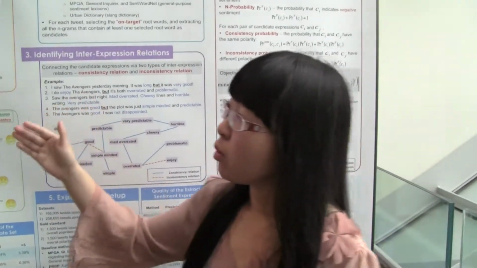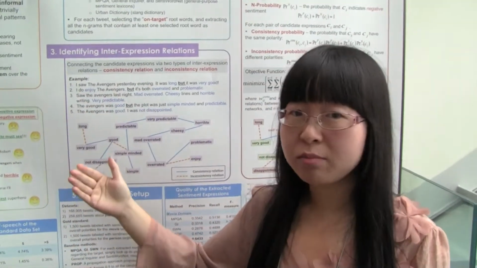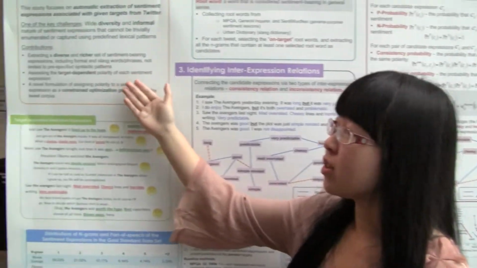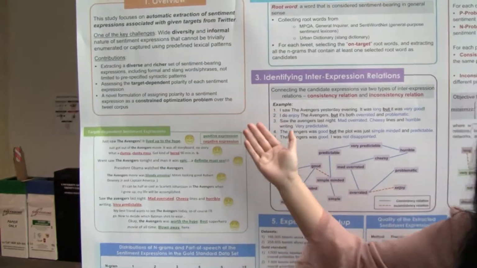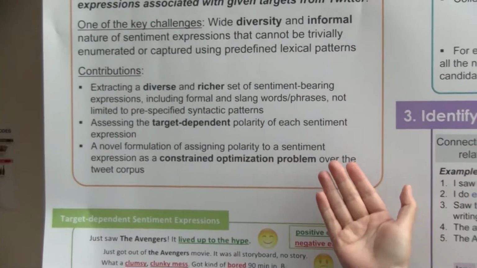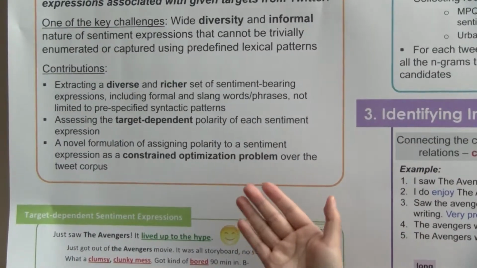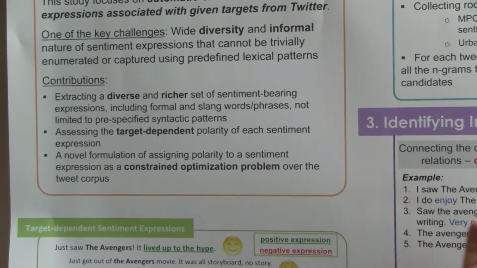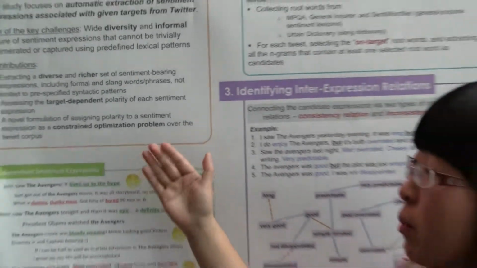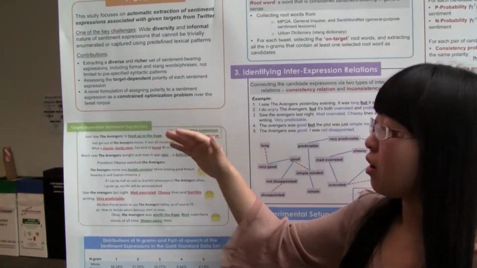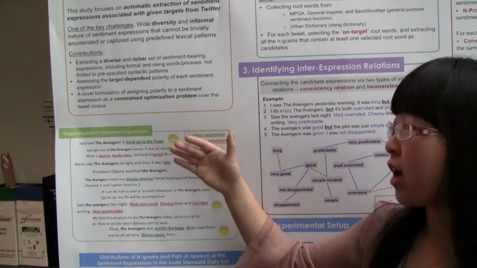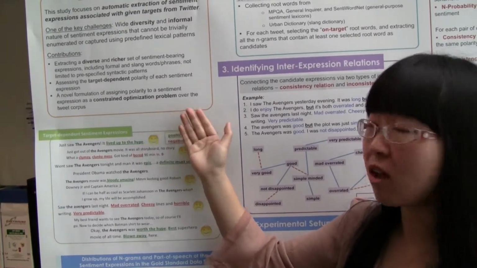So we proposed an optimization-based approach, which can first extract a diverse and richer set of sentiment expressions from Twitter, and second, assess the target-dependent polarity of each expression. Our formulation of assessing the polarity of each sentiment expression is a novel kind of formulation. It's based on a constrained optimization problem.